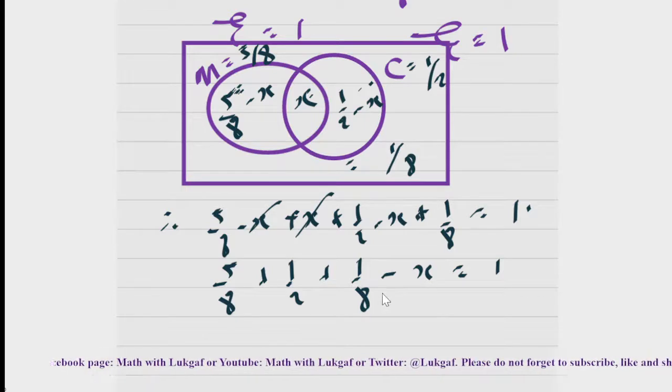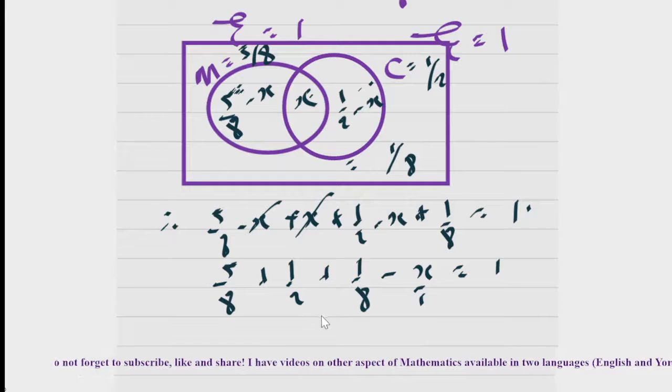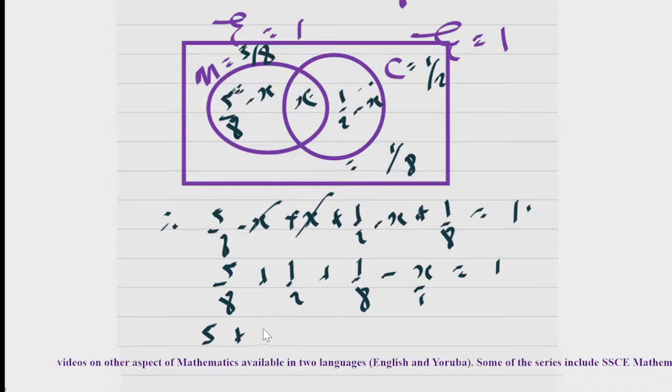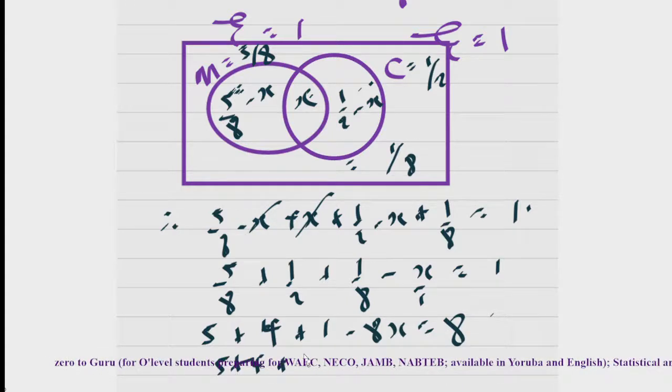You understand now? So you can even cross multiply. The denominator is 8. Or if you don't want to stress ourselves, if you don't want to find the LCM, just multiply through by 8. If you multiply through by 8, this is going to give me 5. This is going to give me 4, because 2 will cancel it, right? This is going to give me 1, minus 8x is equal to 8, right? So then if you collect the like terms, bring this here and bring this one outside. That's going to give me 5 plus 4 plus 1 minus 8 is equal to 8x.